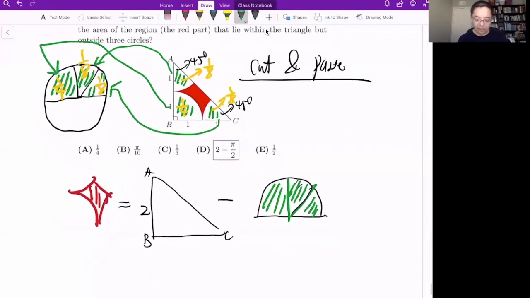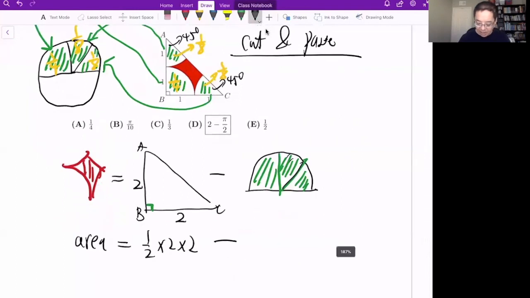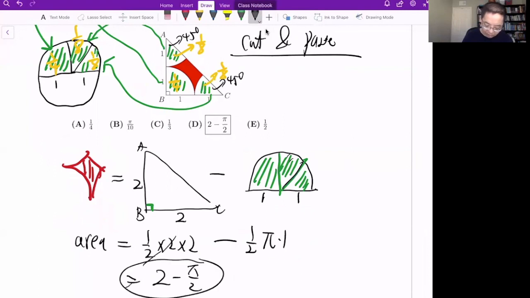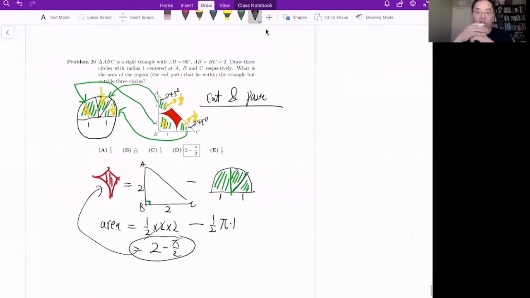Okay, so then we just calculate the area. For this right triangle, the area equals 1/2 times 2 times 2, minus, here the radius is 1, and half of a circle, so the area is pi times 1 squared, and half of it. If you combine them, you get 2 minus pi over 2. So this is the area of this red shape. This is how we calculate the area of this red region.